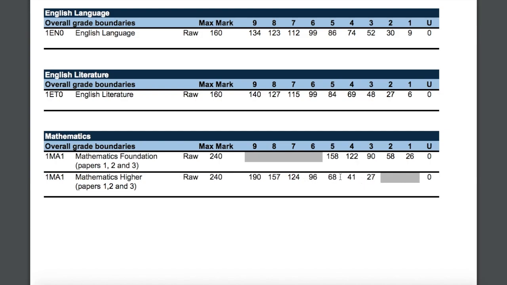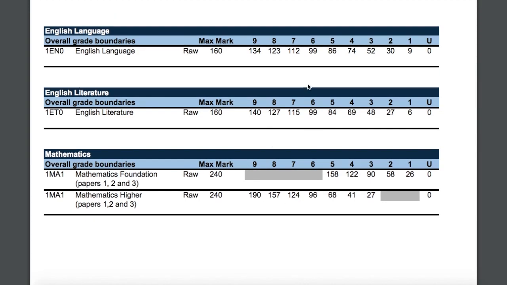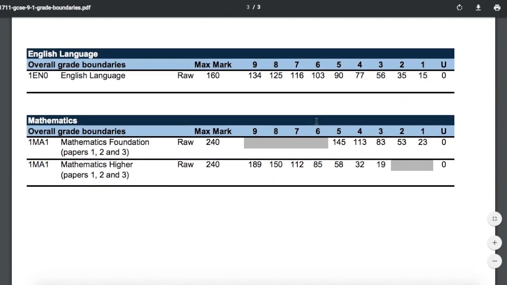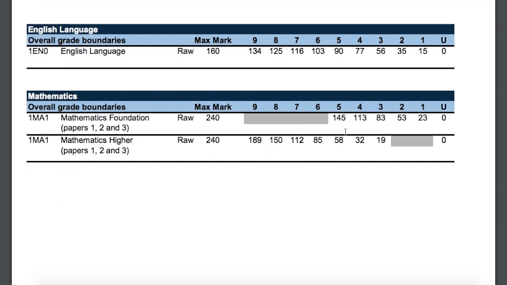In the higher papers, you need 68 for grade 5, 96 for grade 6, 124 for grade 7, 157 for grade 8, and 190 for grade 9. We can also look at the grade boundaries from November. So these are the November 2017 grade boundaries, and they're pretty similar to the June 2017 grade boundaries. So here the foundation boundaries are 145 for grade 5, 113 for grade 4, 83 for grade 3, 53 for grade 2, and 23 for grade 1.